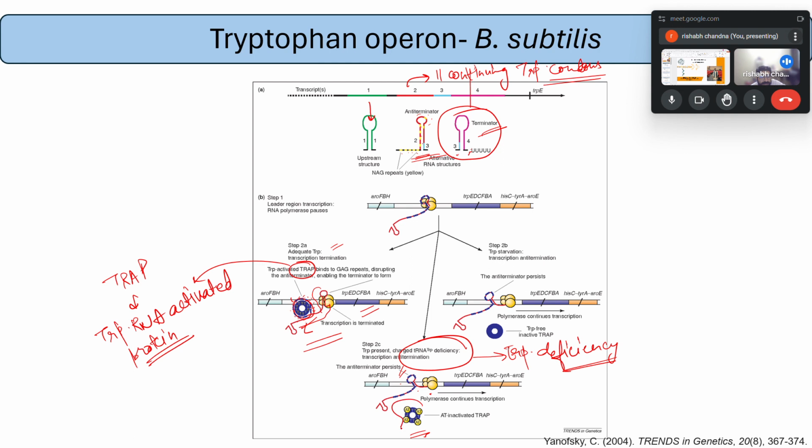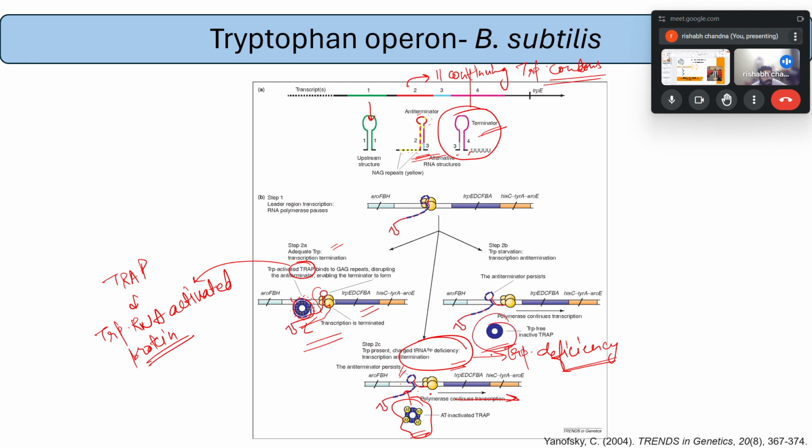So this leads to its repression and it will not be able to bind to the leader sequence. So now what will happen? Transcription will continue. Okay, and now when there is very less amount of tryptophan, and when there is no amount of tryptophan, so what will happen in that case?